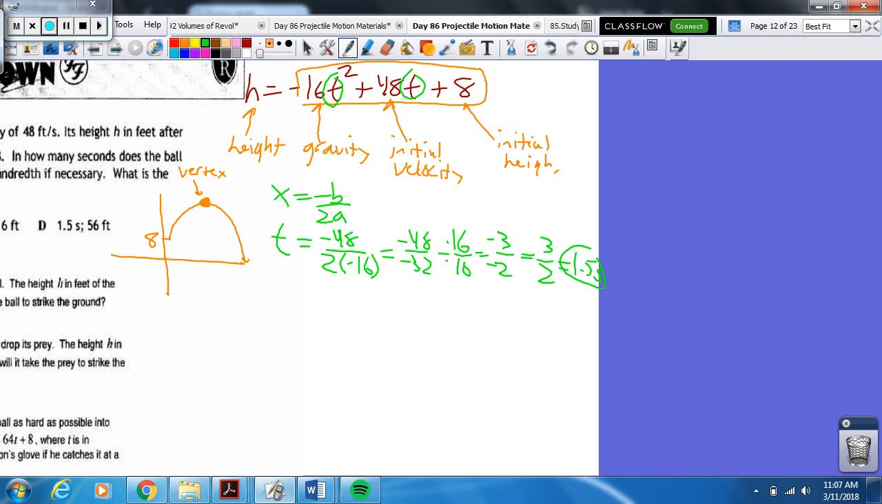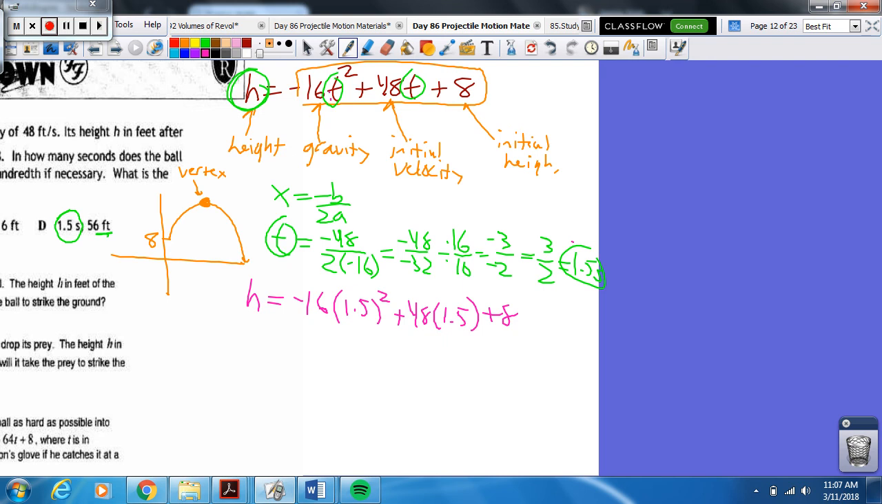Now it asks you, what is the height? So you have 1.5 seconds like this for D, but what is the height? If the time is 1.5 seconds, how can I get the height? No problem. This h here tells me the height. So the height is going to be negative 16, and for t I'm going to plug in 1.5. 1.5 squared plus 48 times 1.5 plus 8.